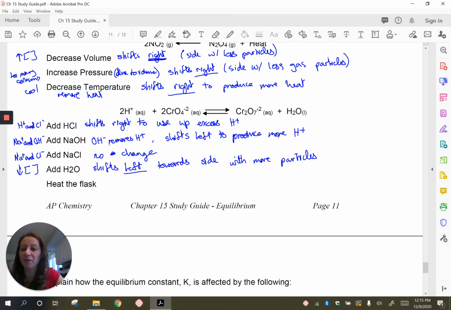Okay, and then finally heating the flask. Well, it doesn't really say if it's endo or exo, so I guess it depends. So let's, for fun, say that it's endo, since we did a bunch of exos. So if it's endo, that means heat is right here. So if I am heating the flask, I'm adding more heat. Which way would it shift? It would shift to the right.